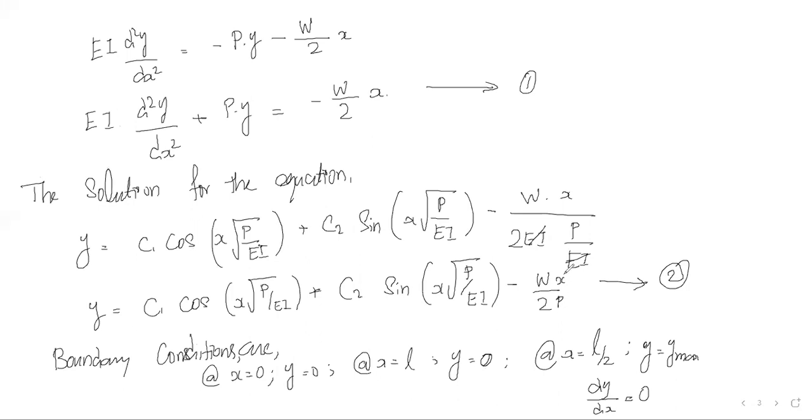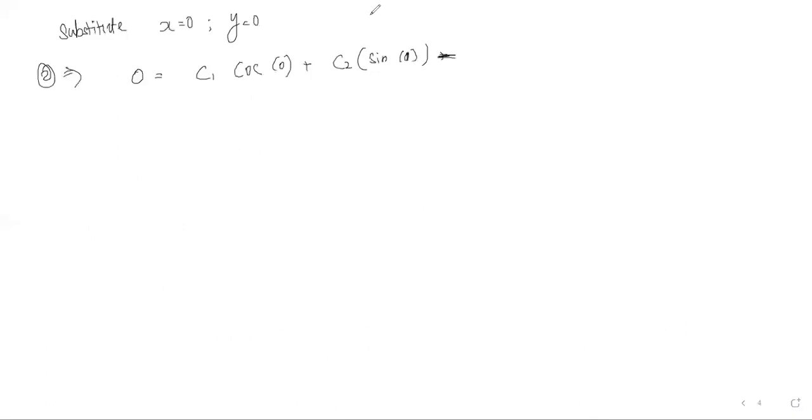Substitute x is equal to 0 then y is equal to 0, so equation 2 becomes 0 equals c1 cos 0 plus c2 sin 0 minus w x by 2P. If I substitute x is equal to 0 then the entire term becomes 0. Therefore c1 is equal to 0. So this is the first thing.